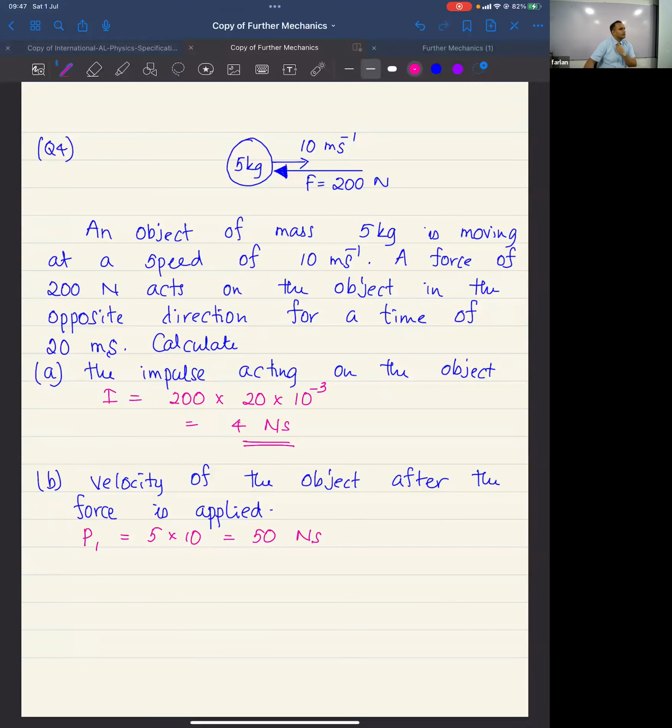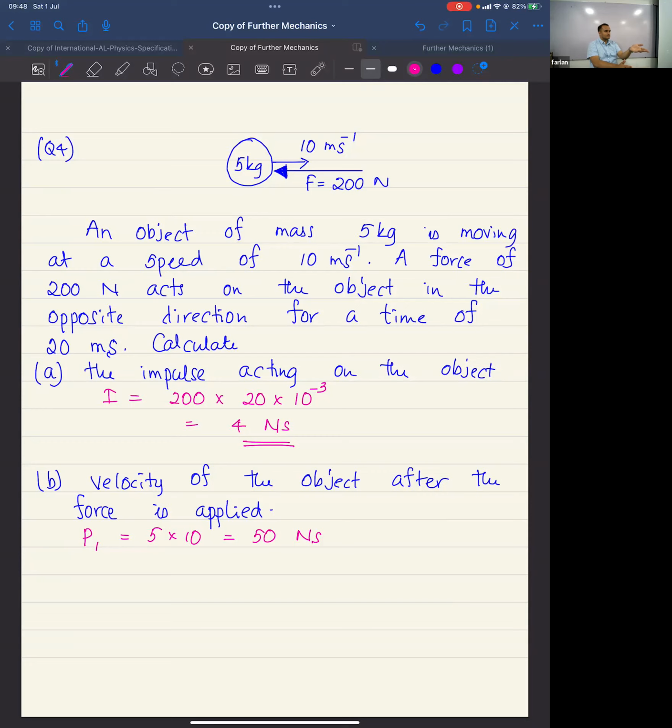Okay. What is the final momentum? My dear students, the initial momentum is 50 newton seconds. The impulse acting on this object is 4 newton seconds. Impulse is equal to the change in momentum. So the momentum will change by 4 newton seconds. Initial momentum is 50 newton seconds. Then what is the final momentum?